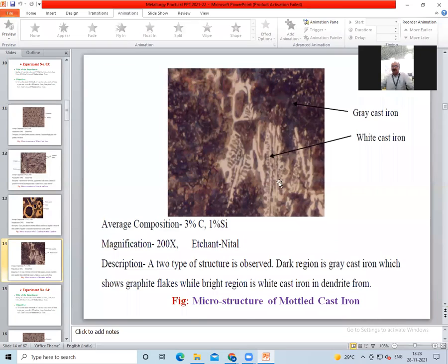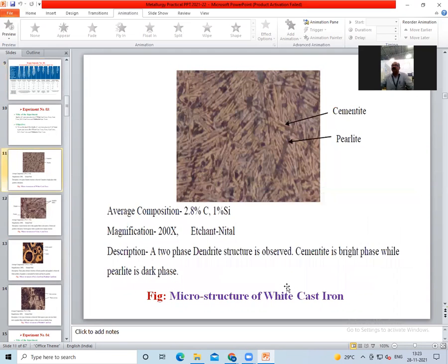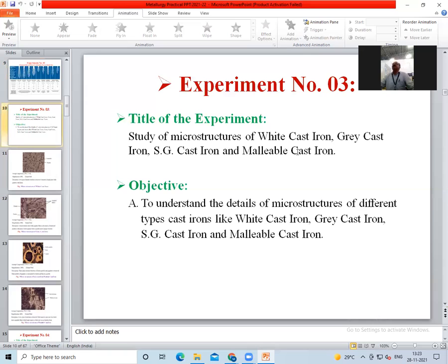Whenever this tree-like structure is there, it is called a dendrite, from the white cast irons. Here, mixing of the gray cast iron and white cast iron, you will get this malleable cast iron. So these are the four microstructures we have to see under the microscope: white cast iron, gray cast iron, HG, and malleable cast iron, which is easily melted. These are the microstructures of various cast irons.